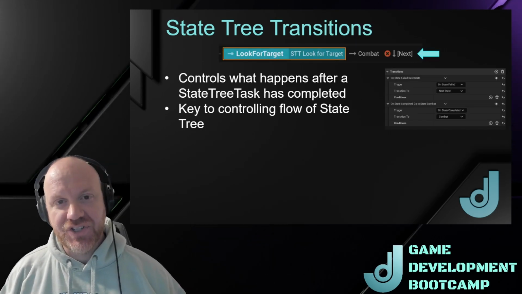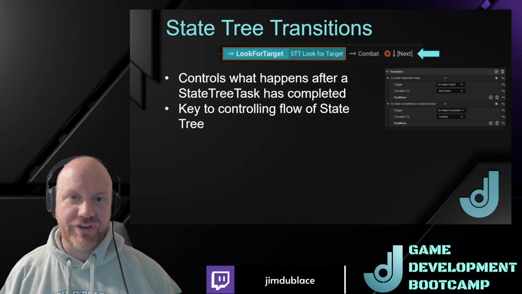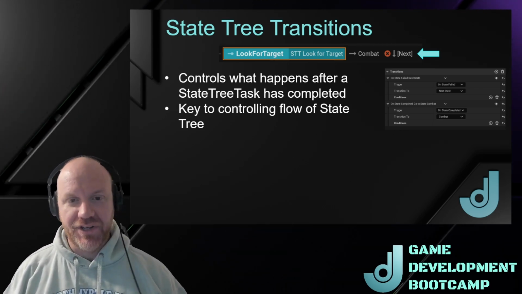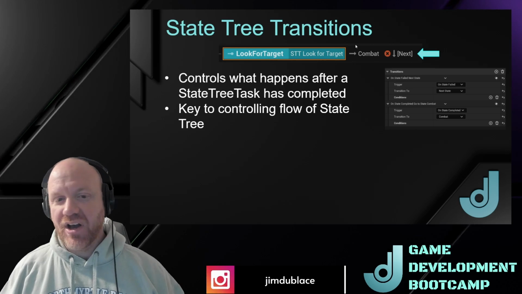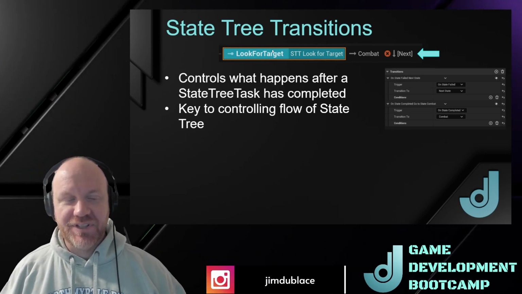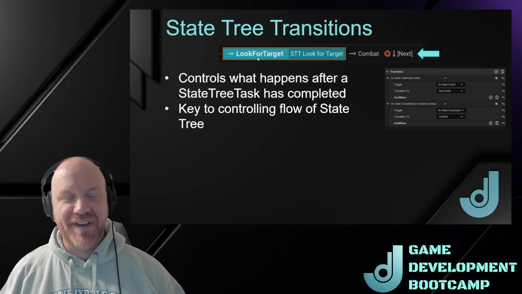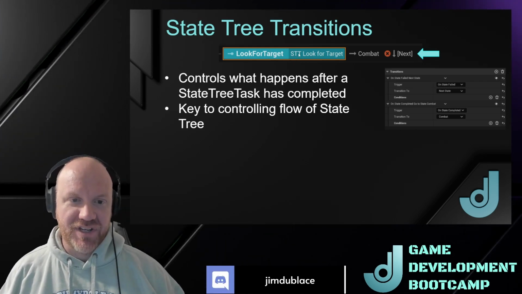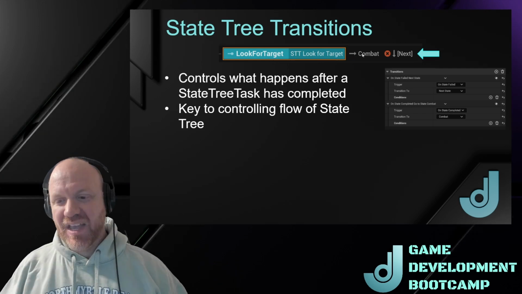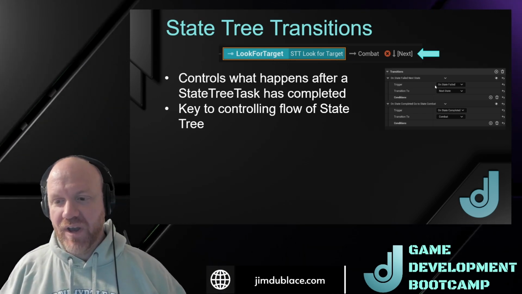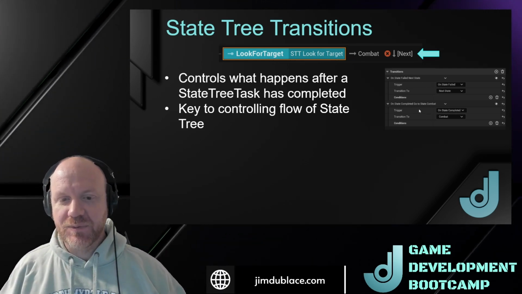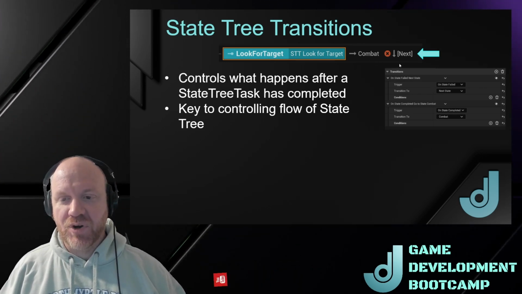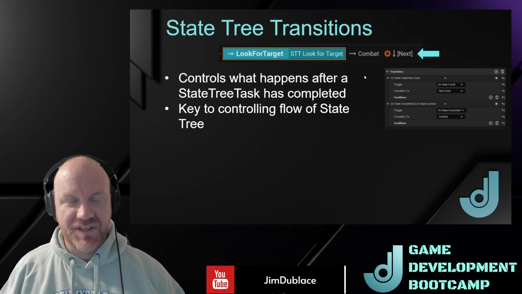State tree transitions control what happens after the state tree task has completed. And these are the key to controlling the flow in your state tree. And you'll see at the top, you'll get used to looking at these, but essentially what we're looking at here is we have a state called Look For Target. It has a task that is STT for state tree task, Look For Target. And then we can see that when the state completes, we want to move to the Combat state next. And if the state fails, then we'll go down to the next task in the state tree.